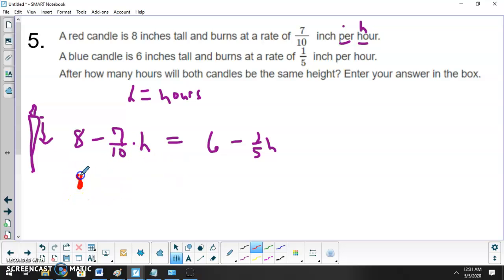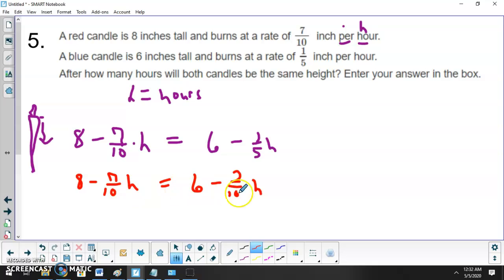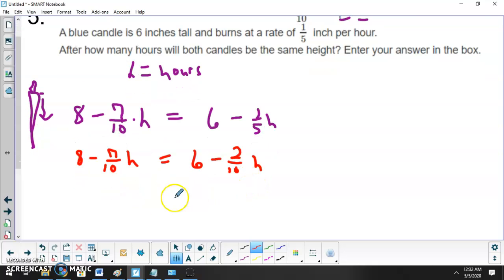So first, let's make the denominators, because we're going to combine these two variable terms. We're going to make them both into 10. Okay, common denominator of 5 and 10 is 10. Least common denominator. So this 1/5 becomes 2/10 h. All right, so this is a 7 here, in case you couldn't figure out what that crazy little number was. Okay, so that's a 7/10, and you're subtracting 2/10.